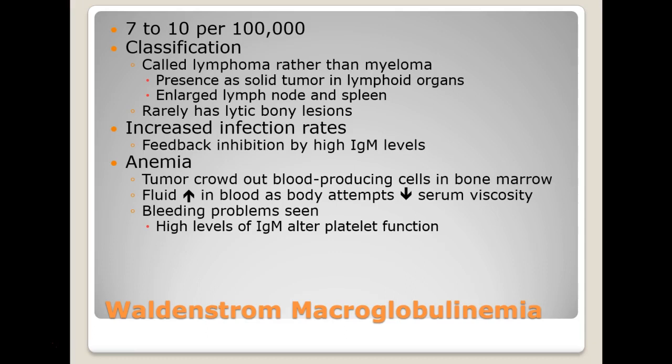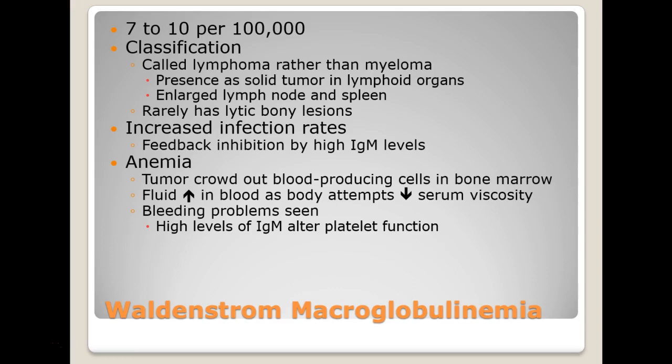Next one is Waldenstrom's macroglobulinemia. This one's called a lymphoma rather than a myeloma. It presents as a solid tumor in the lymphoid organs. We have enlarged lymph nodes and spleen and some bony lesions on occasion.